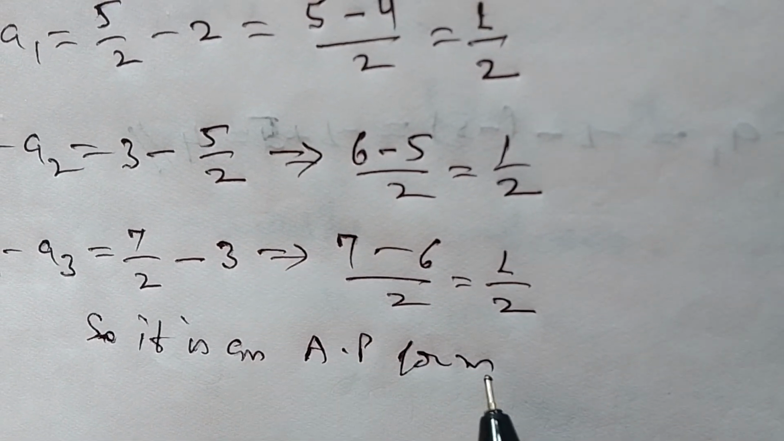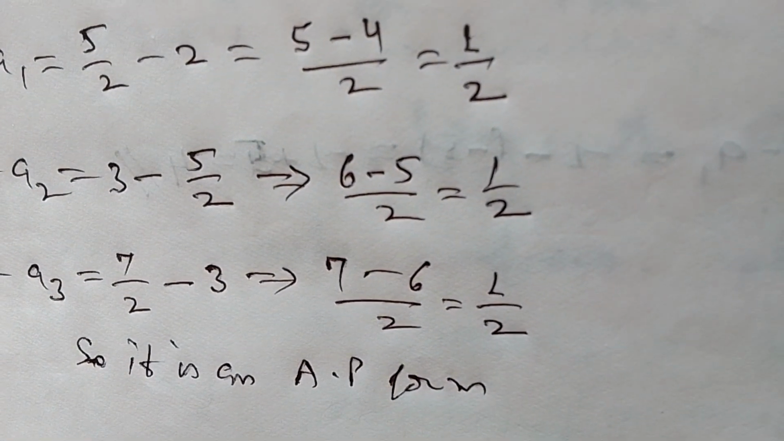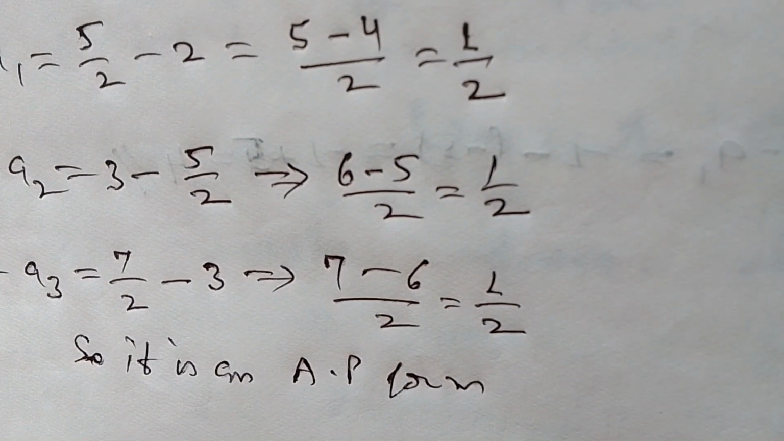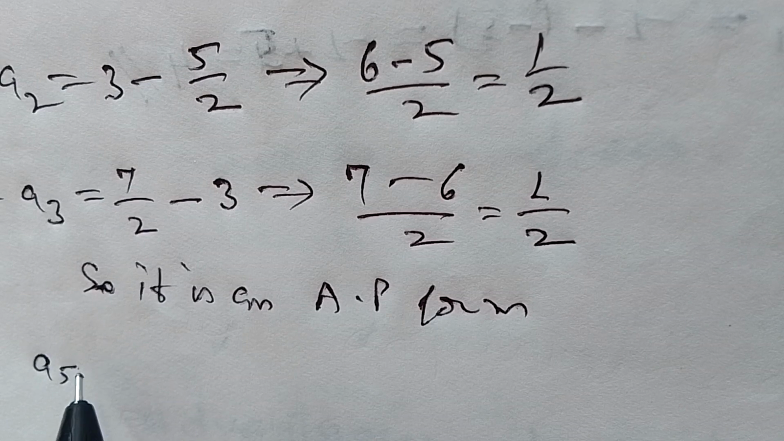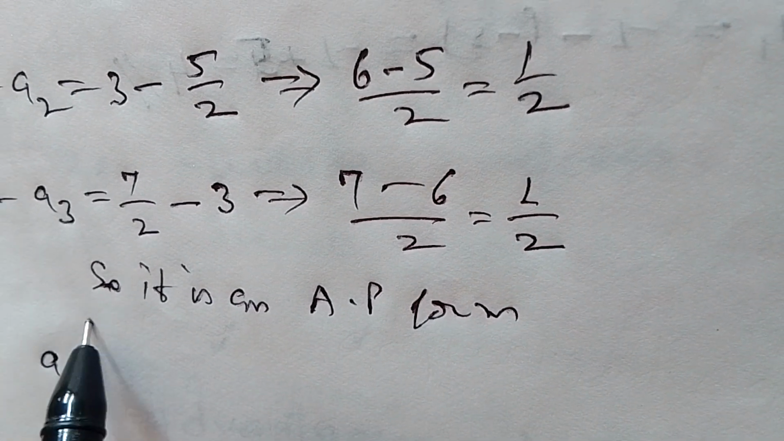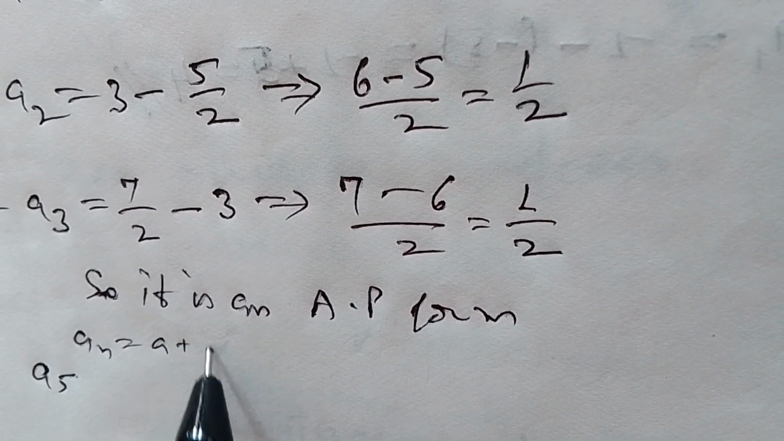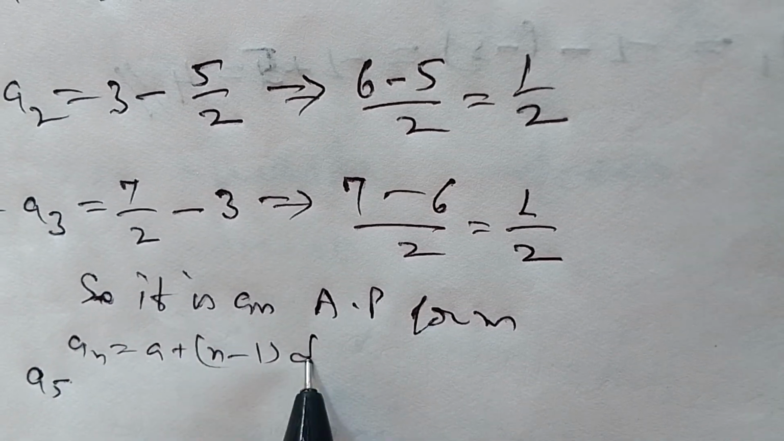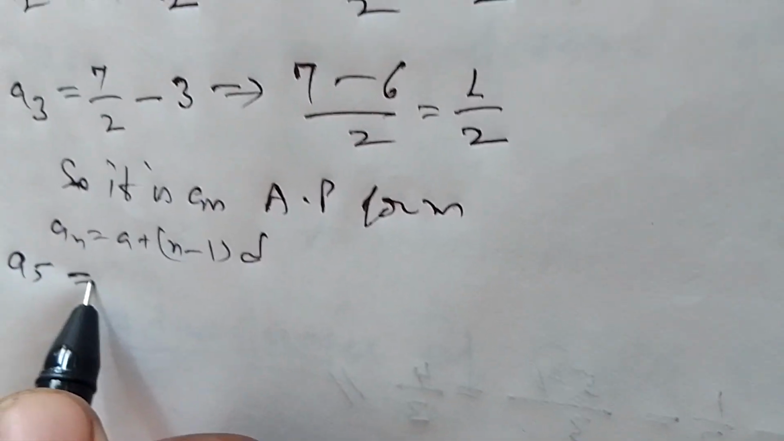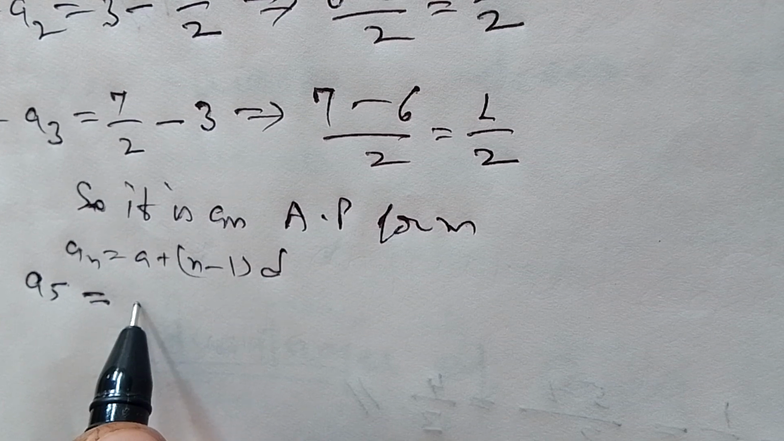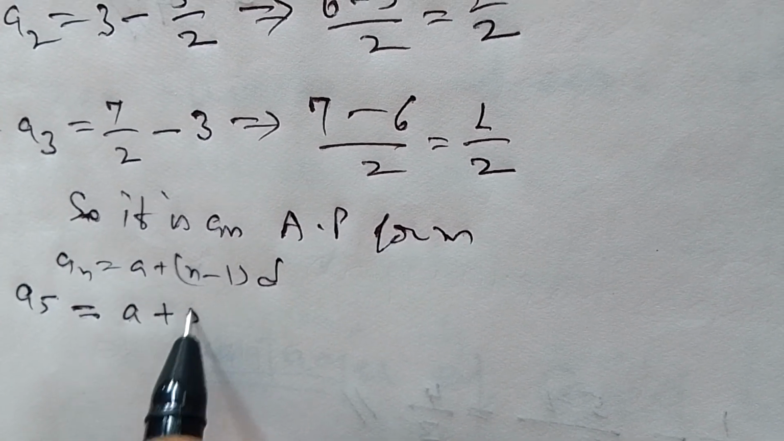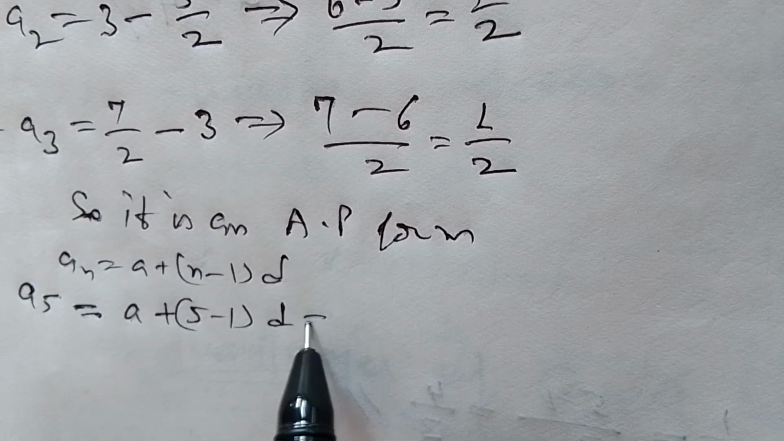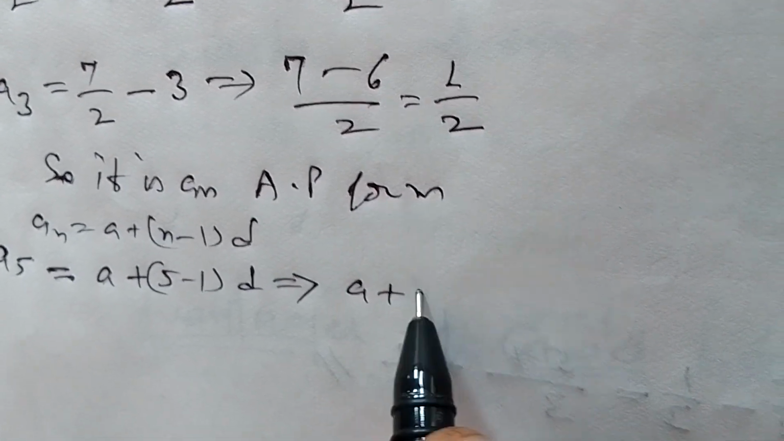Now we have to find the next 3 terms of this series. So to find the next 3 terms, we have to find A5. We use the formula an equals a plus (n minus 1) d. So A5 comes out to be a plus (5 minus 1) d, or we can say a plus 4d.